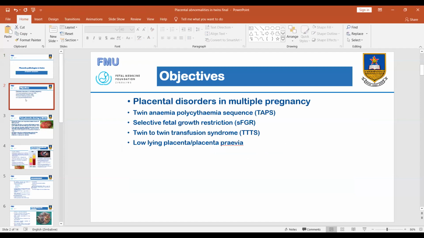I'm going to cover placental disorders in multiple pregnancies, concentrating on monochorionic pregnancies, and we are going to go through twin anemia polycythemia sequence, selective fetal growth restriction, twin-to-twin transfusion syndrome, and I'm not going to cover placenta previa because Dr. Verenga has already talked about that.